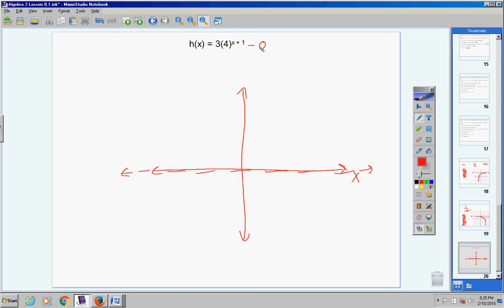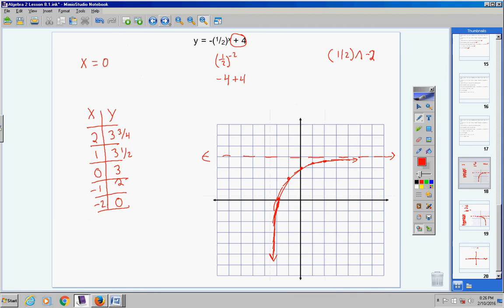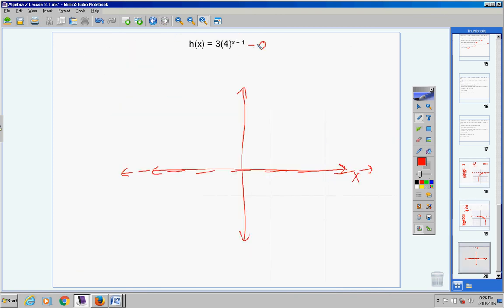So if there's no number, like in the last example, I had a positive 2. In the other example, a positive 4. If you don't have a number on the end, put plus or minus 0, and that will be your horizontal asymptote.